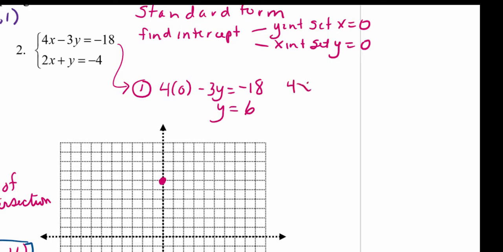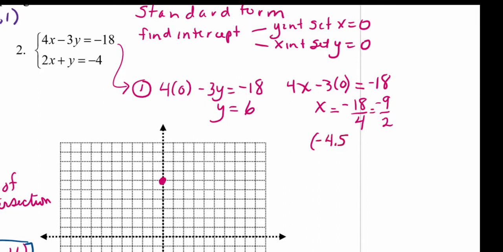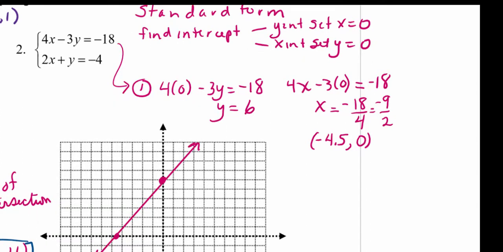Let's now substitute 0 for y. And now I'm going to get a fraction, but I'm going to get x equals negative 18 divided by 4, which reduces to negative 9 halves, or negative 4.5. So let's actually put that there, negative 4.5. So now I'm going to come over here and graph that ordered pair, and now I will join those two. Okay, so there's our first line.